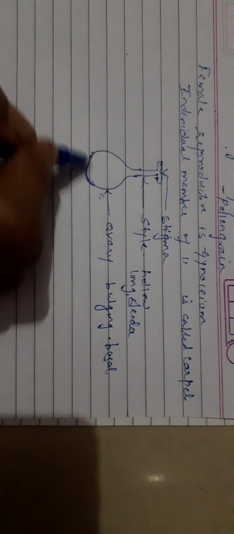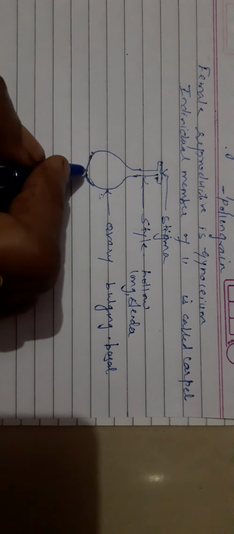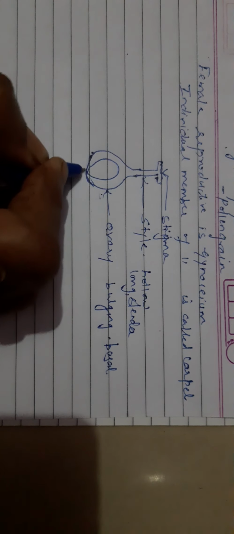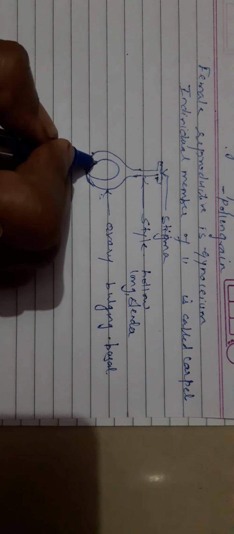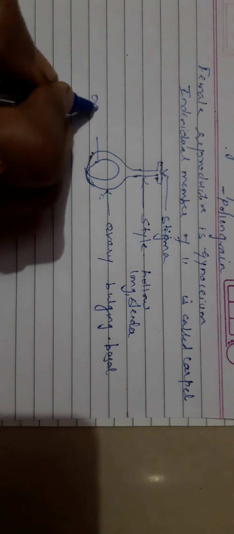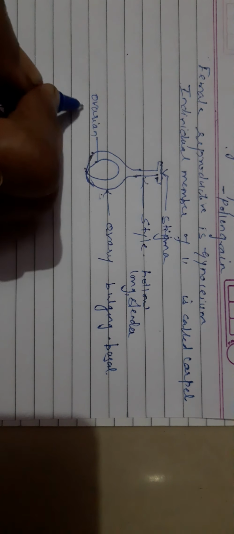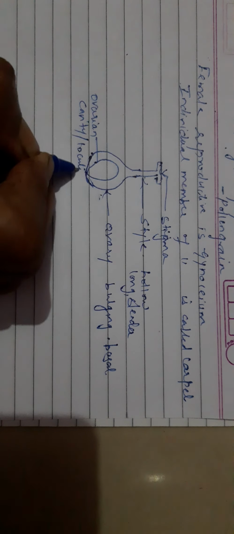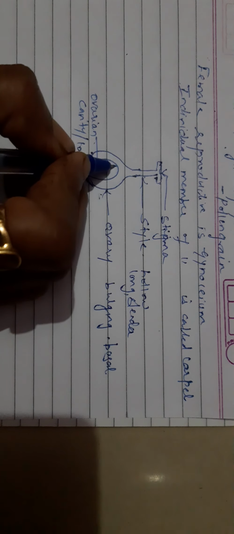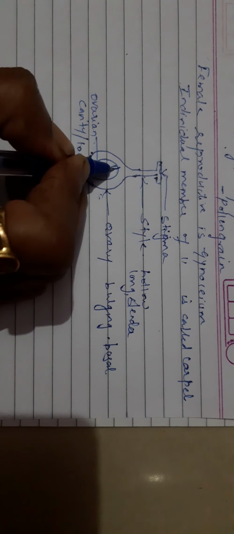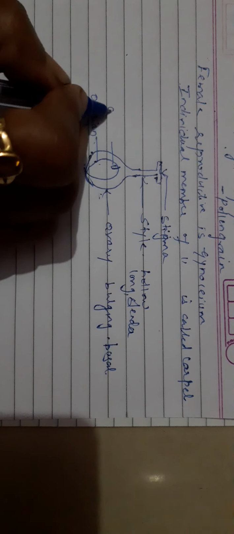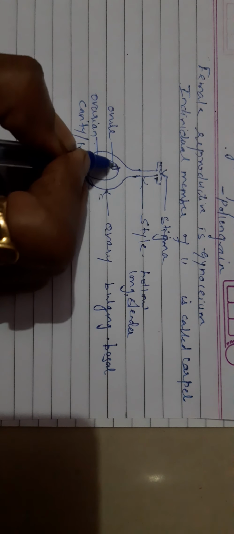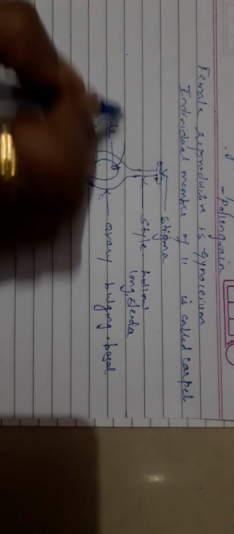Now, what is in this ovary, that we will see. This portion is called the ovarian cavity, or it is also called the ovarian locule. Attached to this ovarian locule is the ovule. And attached to the ovule, the placenta is there, and to this placenta the ovule is attached.